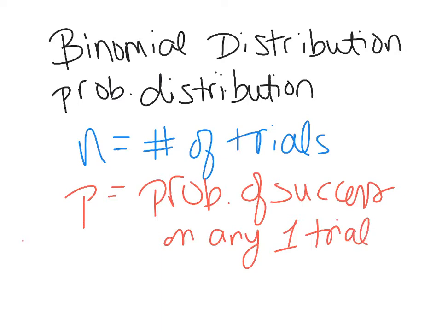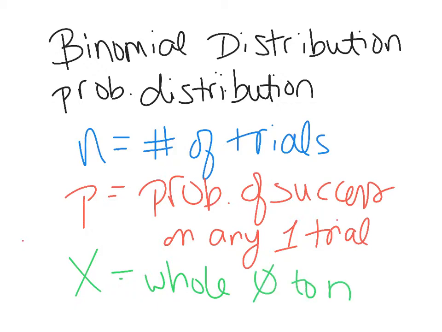So those are our parameters there. And x also is going to be a whole number. I can get this success a certain amount of times from 0 to n, n being our number of trials. So I could either get a success 0 times, every single time, or any of the times in between.